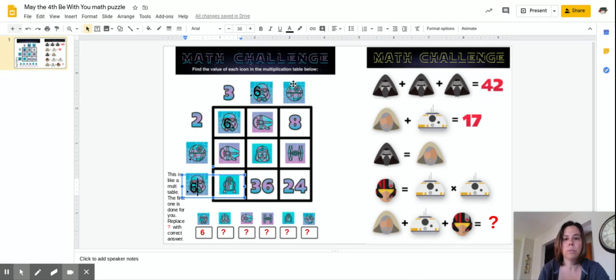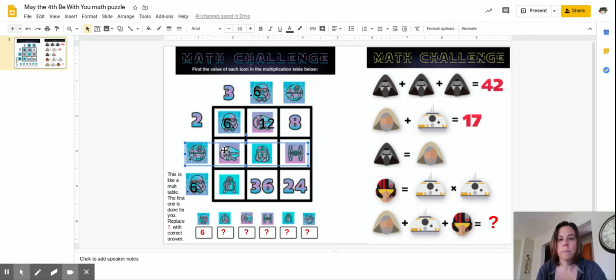So now here, 2 times 6, so this figure would be 12. So then when I see that figure again, I can put in a 12. And then now I have 2 times something would give me 8. I know that would be 4. And then I can move down.